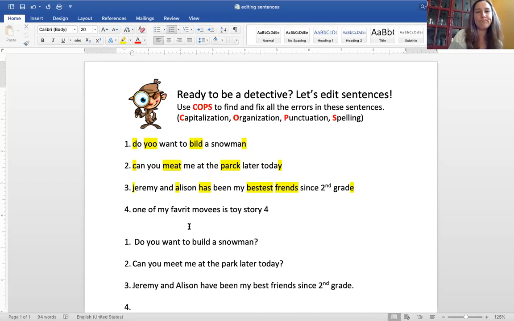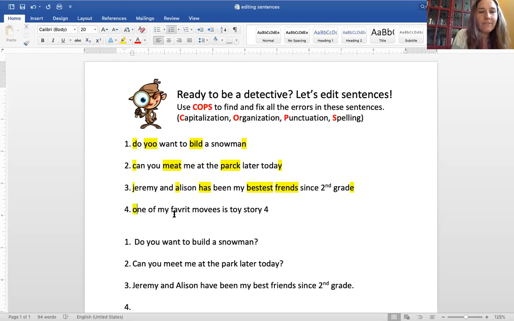All right, last one. One of my favorite movies is Toy Story 4. This would be where you would pause and see if you can fix this on your own. So pause if you want, or you can stick with me and we're gonna see how many errors we can find. All right, we always know we capitalize the beginning of the sentence. We're looking for punctuation and spelling.